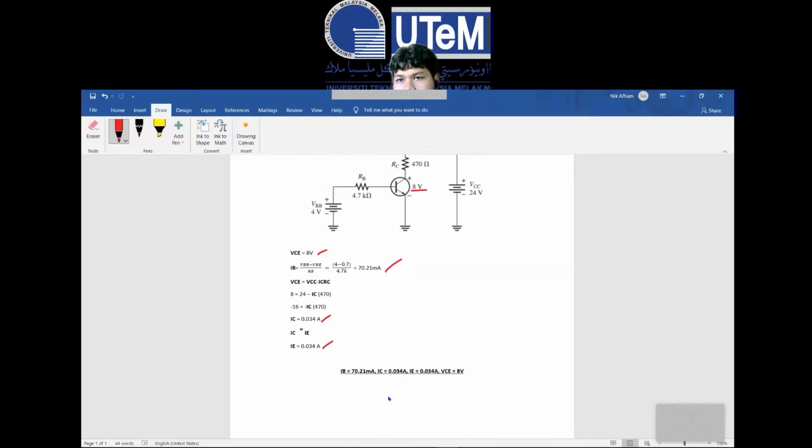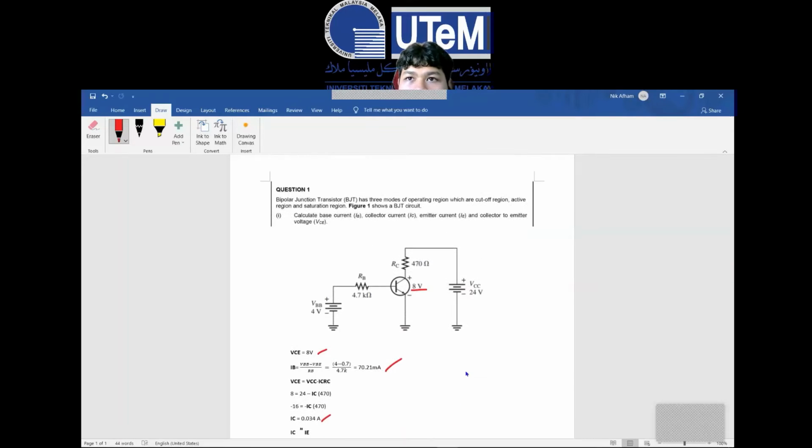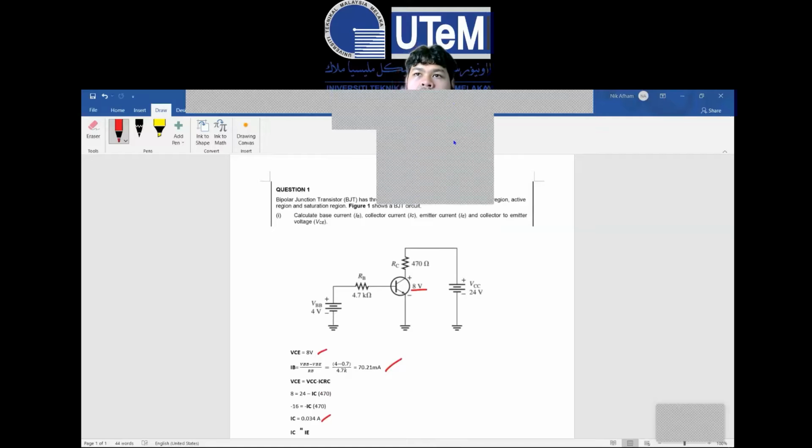And we write again all the answers. IB is 70.1 milliampere, IC 0.034 ampere, IE 0.034 ampere, and lastly VCE is 8 volt. So that's all for question 1, one Roman.